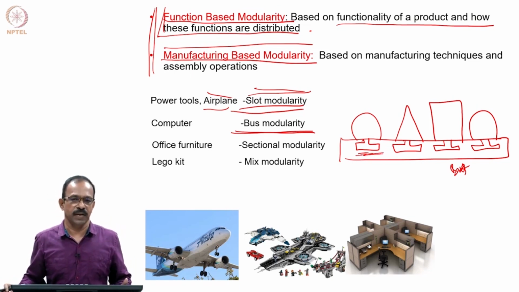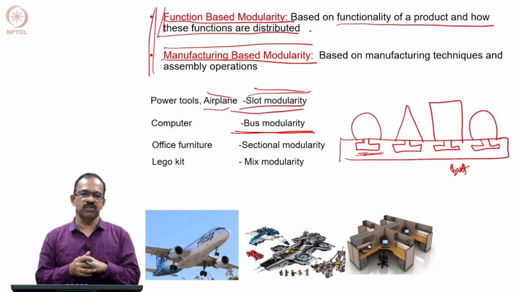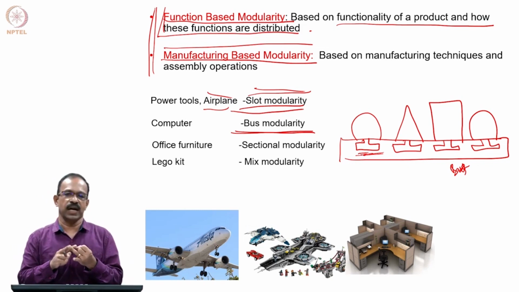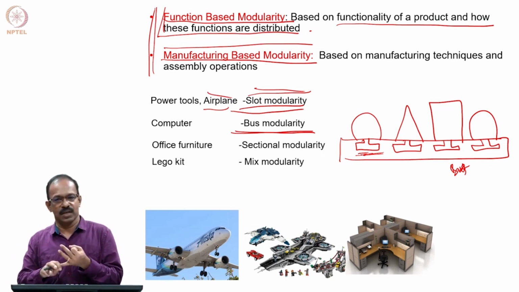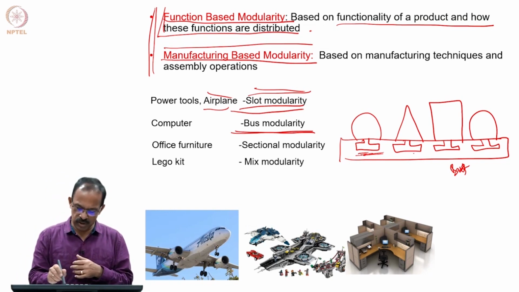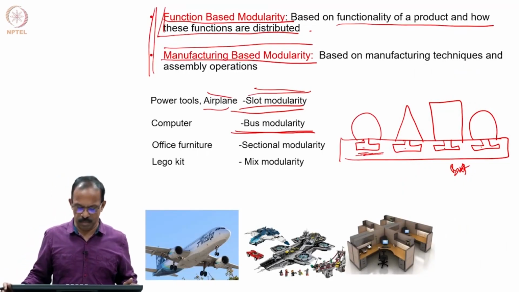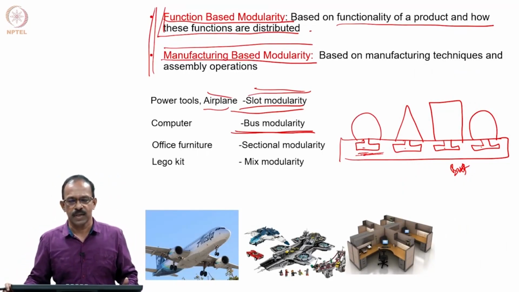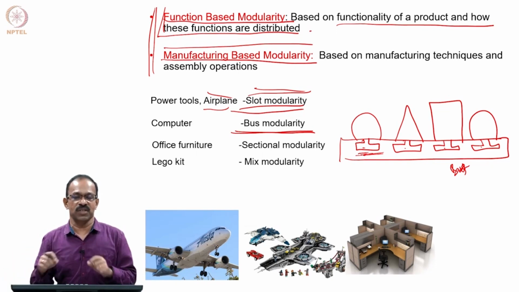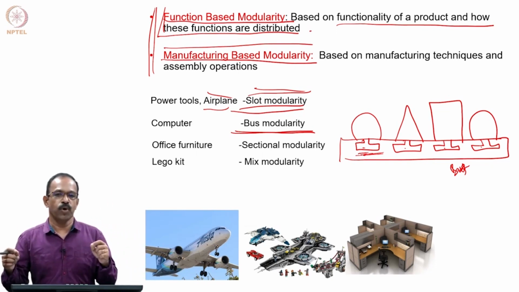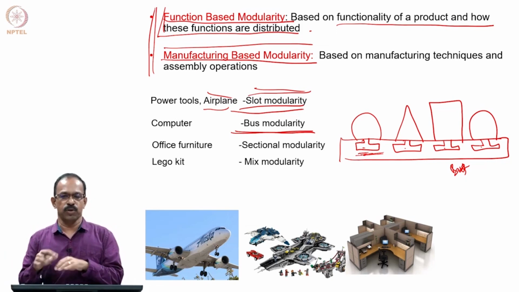So, for example, in a computer there will be a bus which connects. You can connect a RAM, you can connect a hard disk, you can connect a communication device. Anything can be connected to this bus as long as the slot is like this. So, that is the bus modularity. In bus modularity your interface is the same, and any module with that interface can come into this.